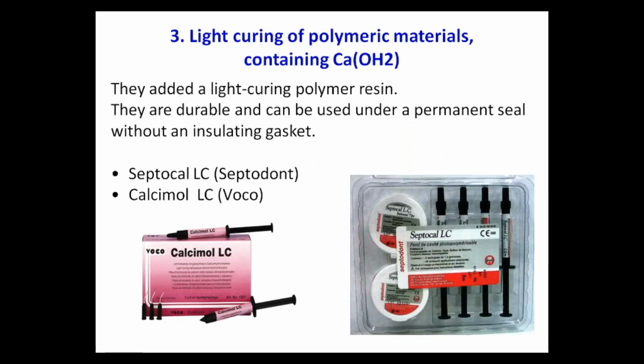And light curing polymeric materials containing calcium hydroxide. They have added a light curing polymer resin, and they are durable and can be used under a permanent seal without insulating gaskets. Just this paste, next light and next adhesive system and filling. The representatives are Septocal LC by Septodont and Calcimol LC by Roca, Light Curing.